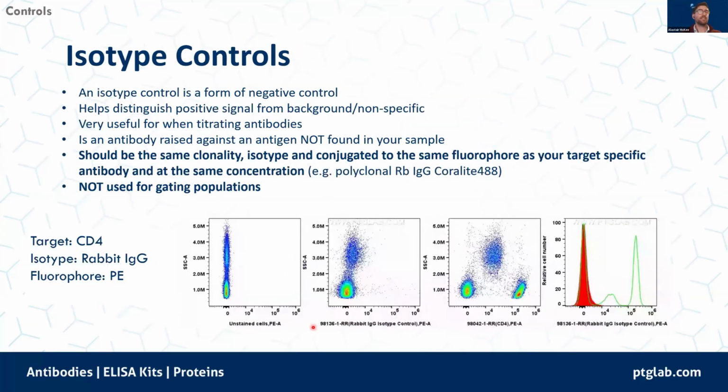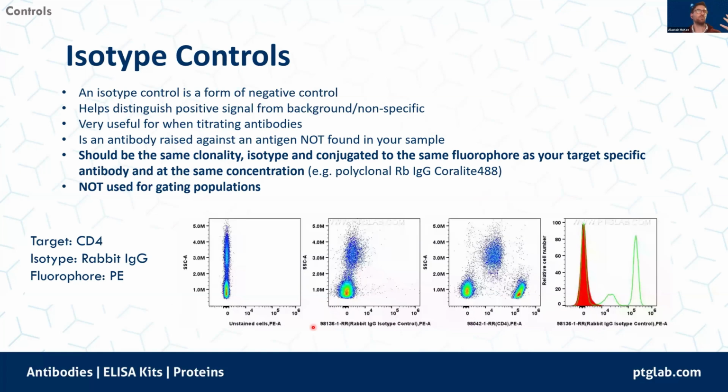Another type of control is an isotype control. I know a lot of people are hesitant of these. I think they're really useful as long as you're not using them to gate populations. You should use FMO controls to gate your particular populations. But in terms of validating your antibody and making sure that what you're seeing is a true positive signal and not the result of non-specific interactions of your cell with your antibody, isotype controls are a great tool to use.